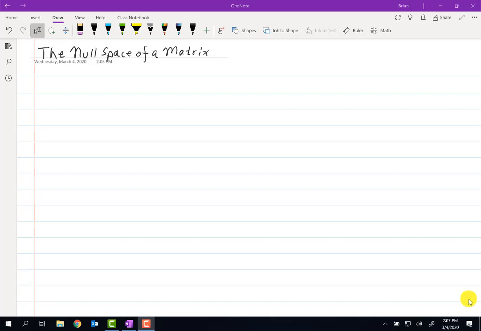Our next topic is the null space of a matrix. Let me start with the definition, then we'll do some work involving these things. So first off, let me start the definition.